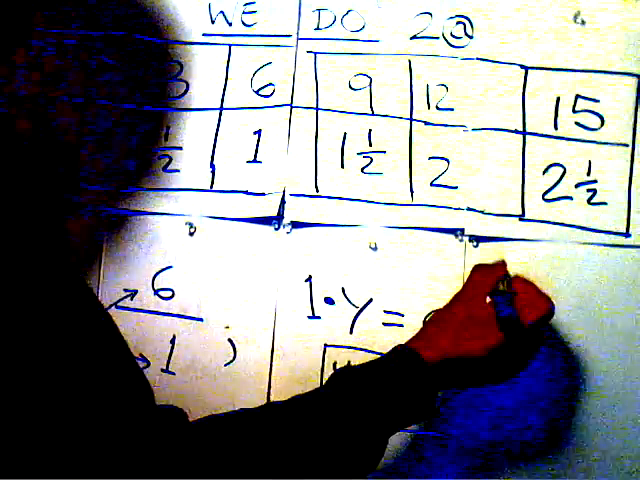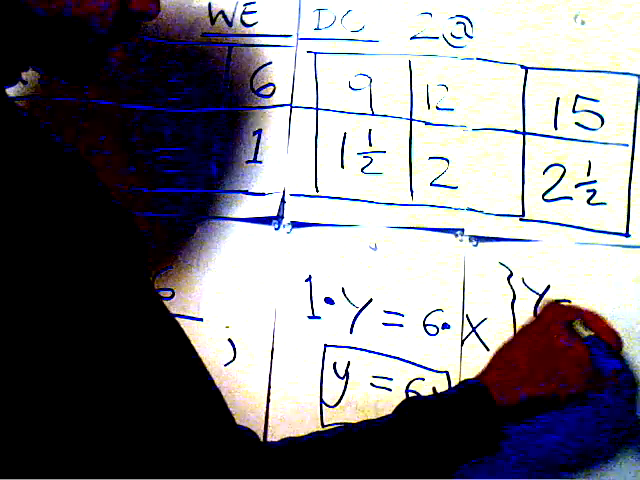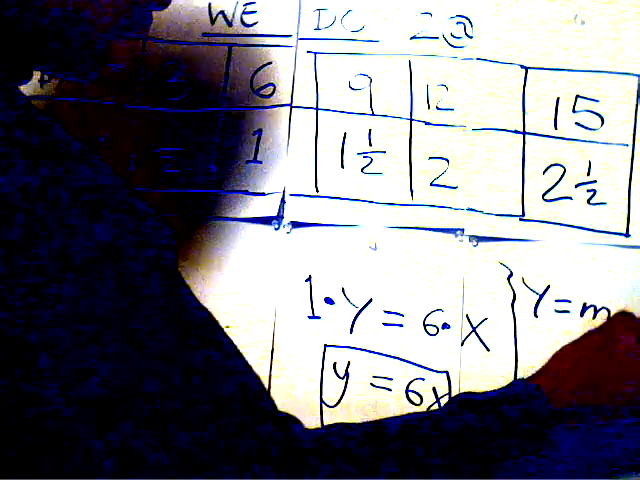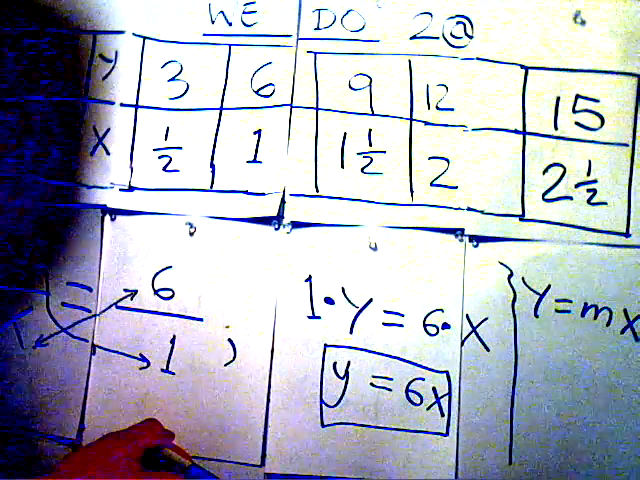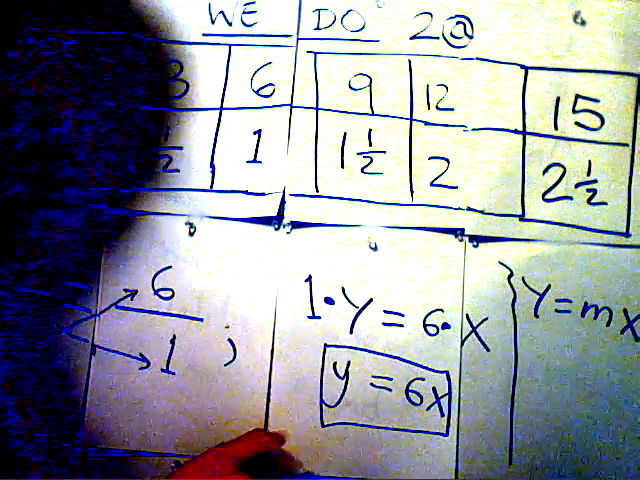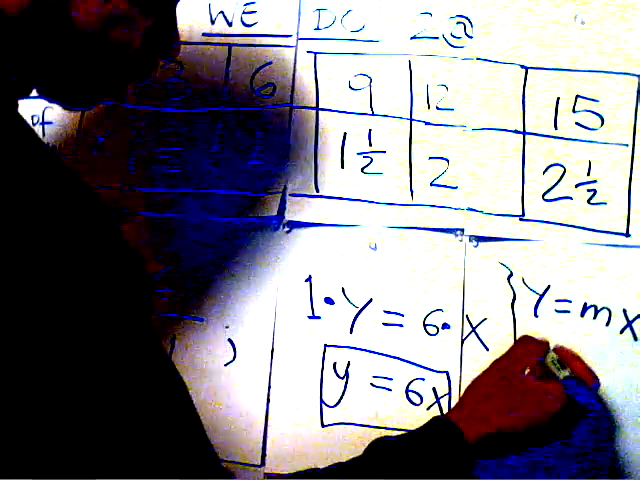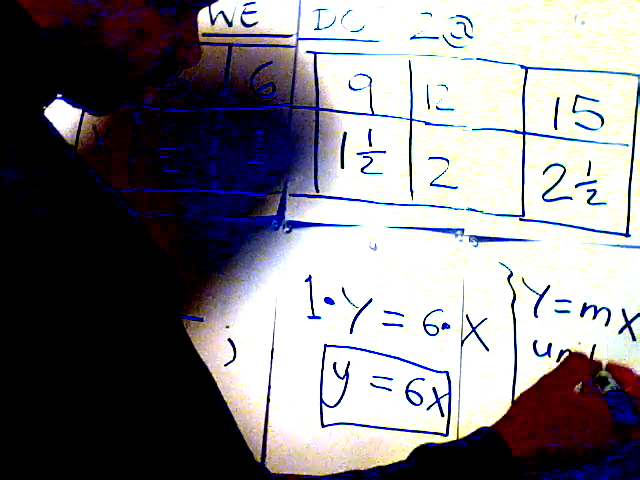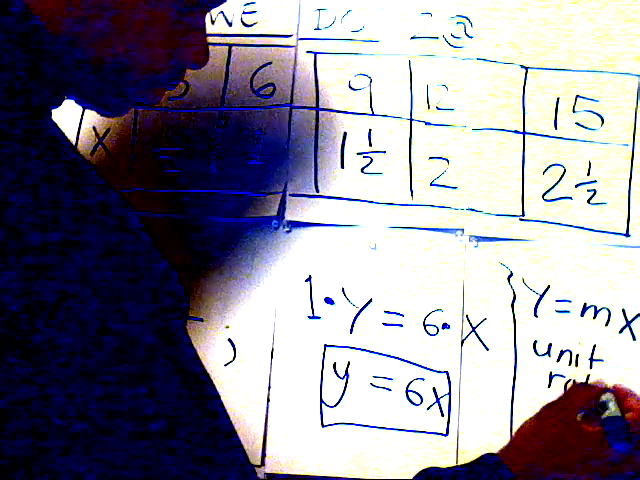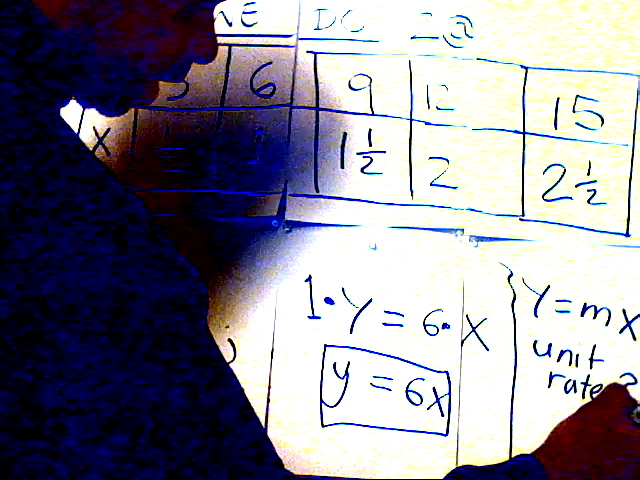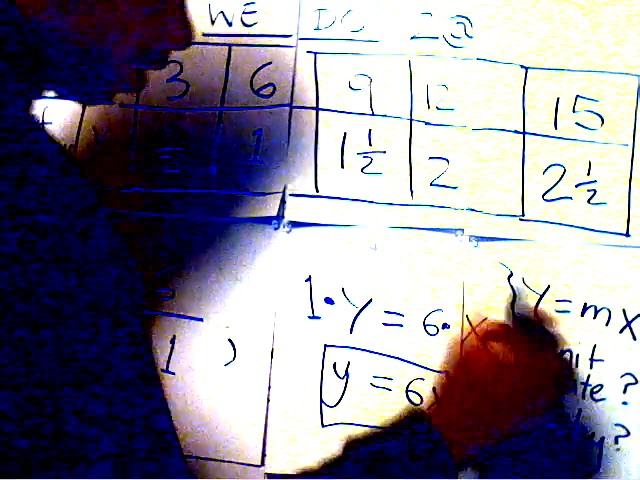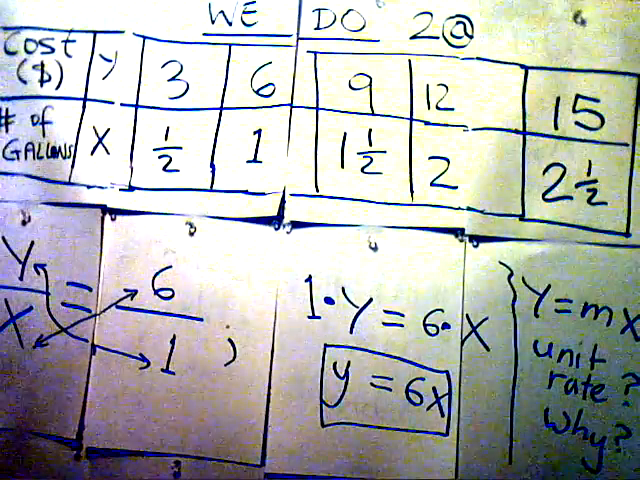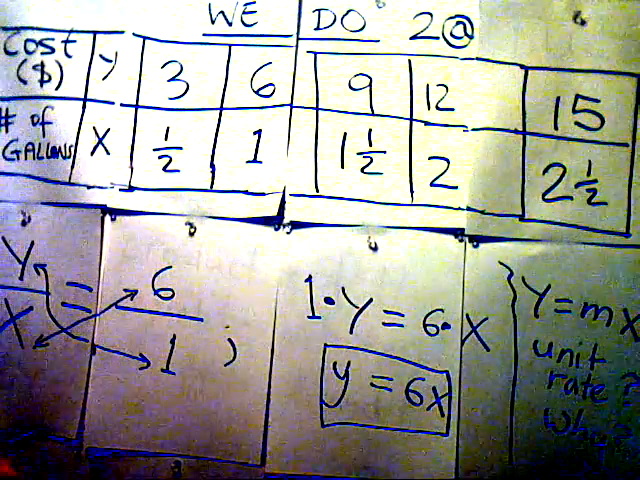Now before I go ahead, I want to just challenge you a little bit. So let's suppose I have the general equation, y is equal to m multiplied by x. Can somebody tell me what would be the unit rate here in this equation? What's the unit rate? And why do you know that this particular variable here is the unit rate?